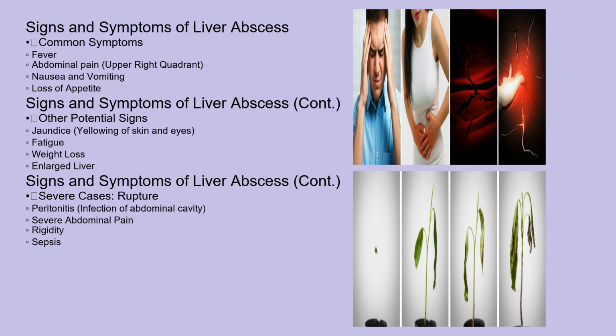What are the signs and symptoms of a liver abscess? Well, these can vary, but common symptoms include fever, abdominal pain, often in the upper right quadrant, nausea, vomiting, and loss of appetite. Patients may also experience jaundice, which is a yellowing of the skin and eyes, fatigue, and weight loss. Some individuals may have an enlarged liver, which can be detected during a physical exam. In severe cases, the abscess can rupture, leading to peritonitis, a serious infection of the abdominal cavity, which can cause severe abdominal pain, rigidity, and potentially sepsis.